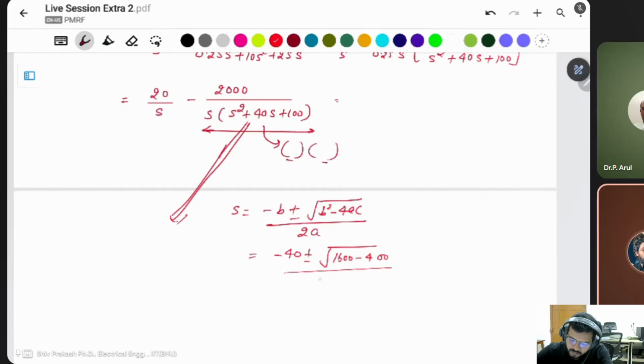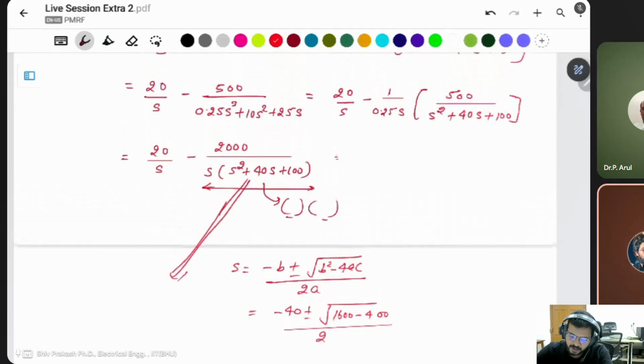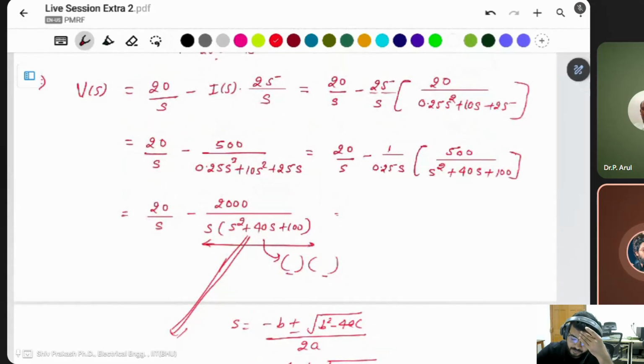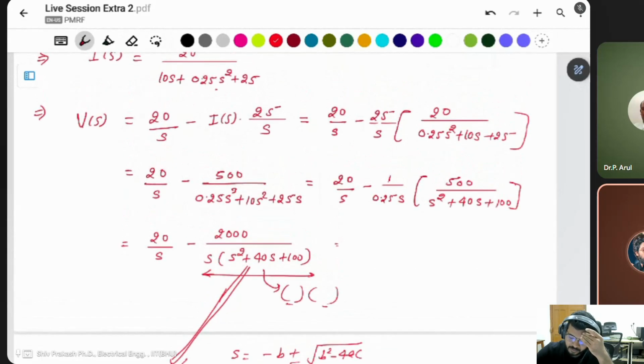Sir, can you explain it one more time? From 20 by s minus 500 by 0.25 s cube plus 10 s square plus 25 s. Okay, simply I take common 0.25 into s here.